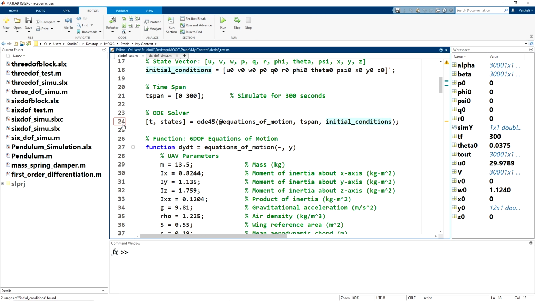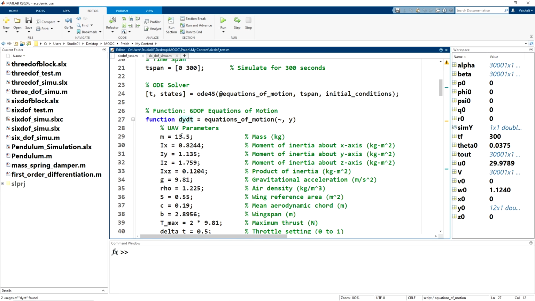And when it comes to line number 24, it looks for equations of motion, and I have included it directly in this MATLAB file, that is dy dt equals equations of motion. As again this is a tilde, you can also include it as time, and y is a vector of 12 states, and the output variable I have named as dy dt, and these are the parameters that remain the same.